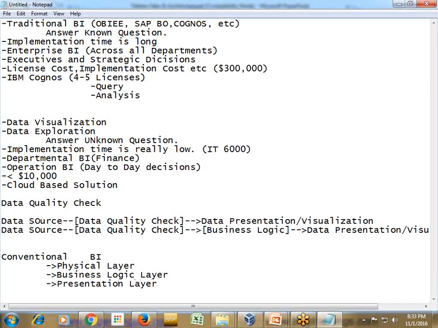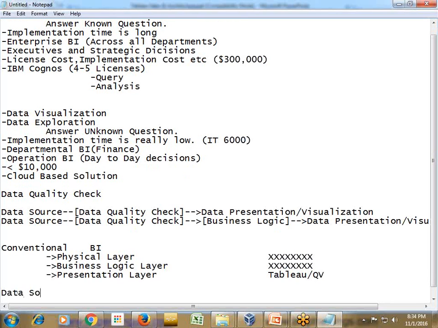Tableau, QlikView, TIBCO Spotfire are a good solution for data presentation, right? But they don't have a business logic model at all. They don't have a physical layer. They don't have any one of these things. So in order to write business logic, I need to use an intermediate tier. What does that mean? After the data source, I need to create a semantic layer. I use a generic term, semantic layer, and then you have a data presentation layer.